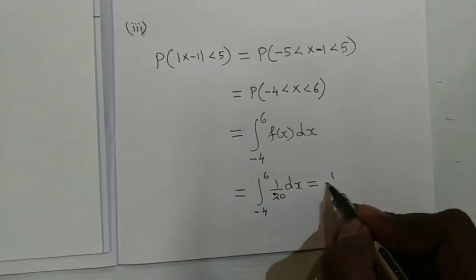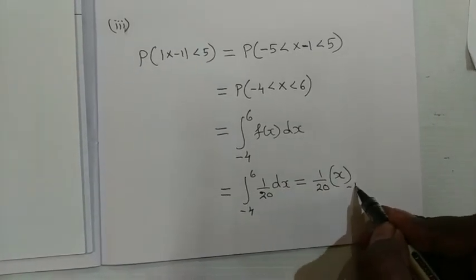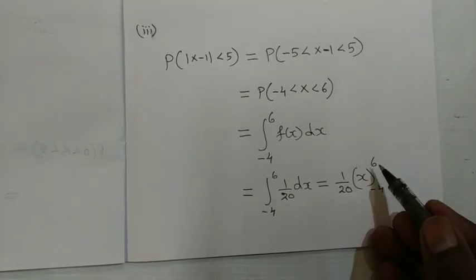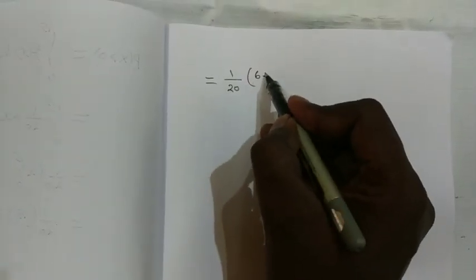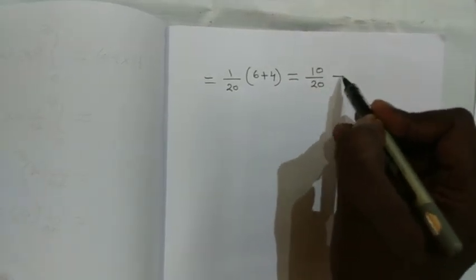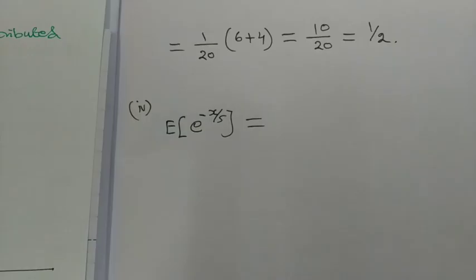Take 1 by 20 outside. Integration of dx is x. The limit is minus 4 to plus 6. Now I am going to substitute the limit. So 1 by 20 into upper limit 6 minus of minus 4, that is 6 plus 4, which is 10. So 10 by 20. The answer is 1 by 2. So this is the answer of the problem.